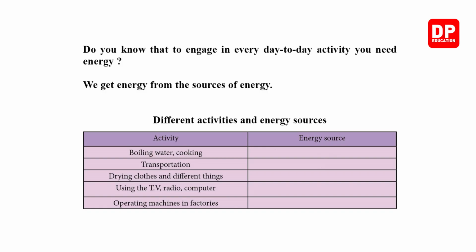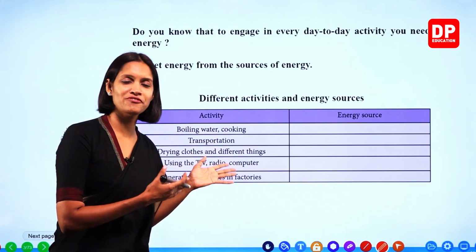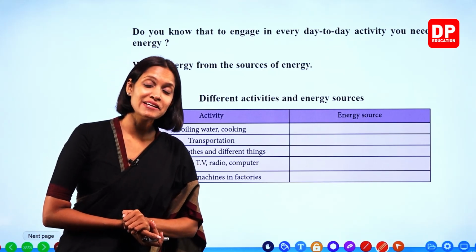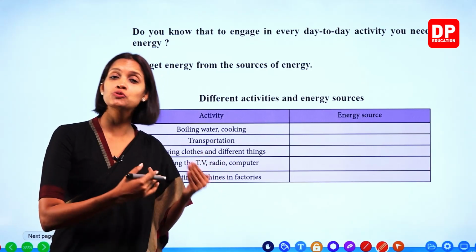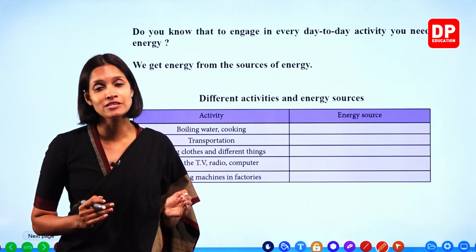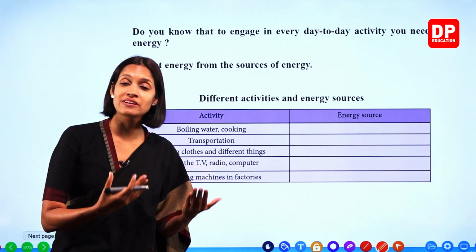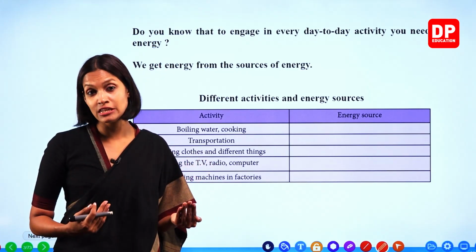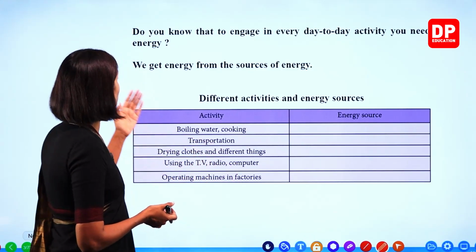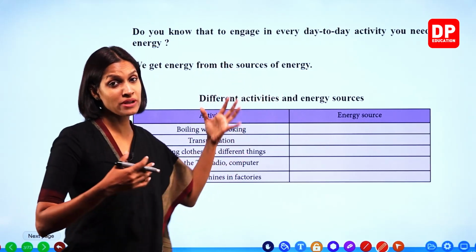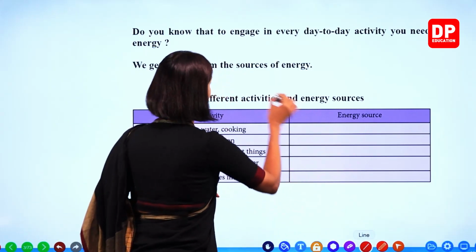Do you know that to engage in every day-to-day activity, you need energy? We have studied this before, right? Energy means the ability to do work. Why do we call energy the ability to do work, children? Because without energy, we cannot do any work. In order to do different activities in our daily life, we need to have energy. We get that energy in different ways, from the sources of energy. The places or the things that provide energy are called sources of energy.